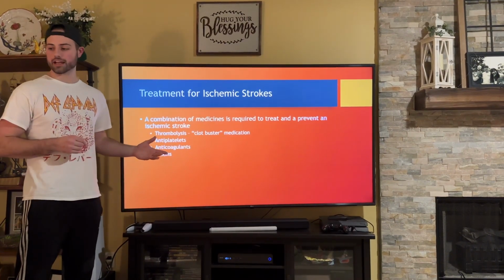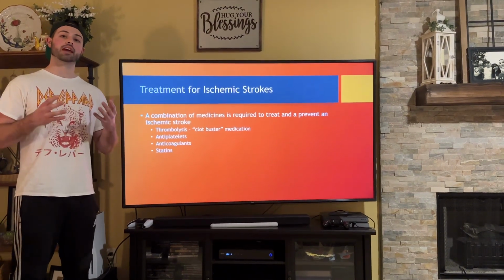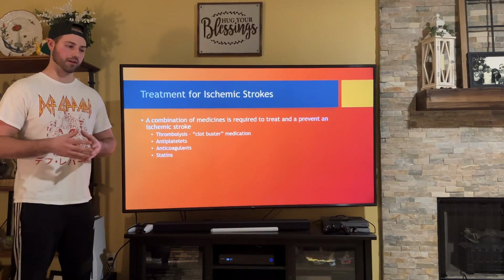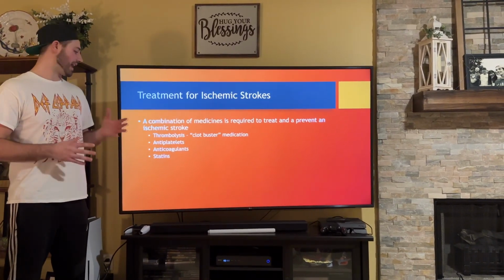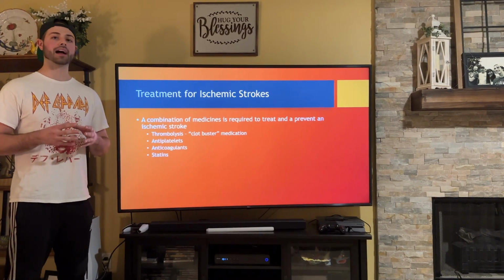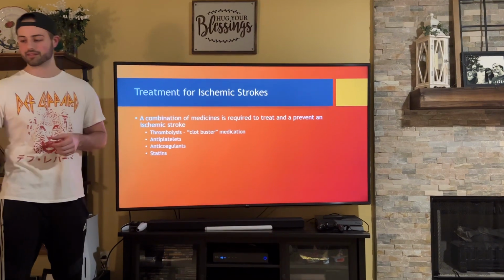Next would be an anticoagulant, which prevent blood clots by actually changing the chemical composition of blood to prevent it from clotting, which often makes it much thinner. Lastly, statins are used to prevent cholesterol buildup by blocking the enzyme in the liver that actually produces the substance.